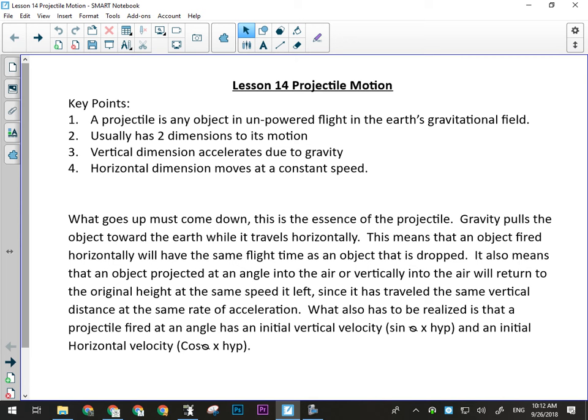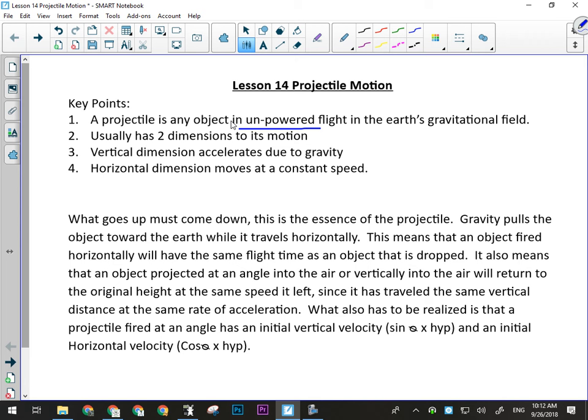So we're going to look at kind of all three. We might only get to the first two today, a simple falling object and then the object projected horizontally. So a projectile is anything that's in unpowered flight, and that's the key here. An airplane is not a projectile. It's using force, it's using energy to generate that force, and it is fighting gravity using those forces. A projectile has to be under the influence of only one force, gravity. At least for us.